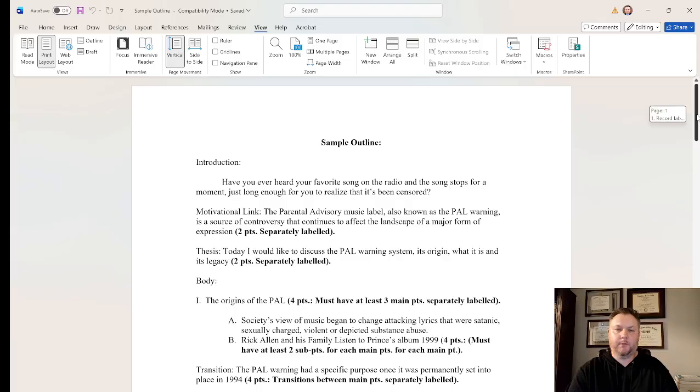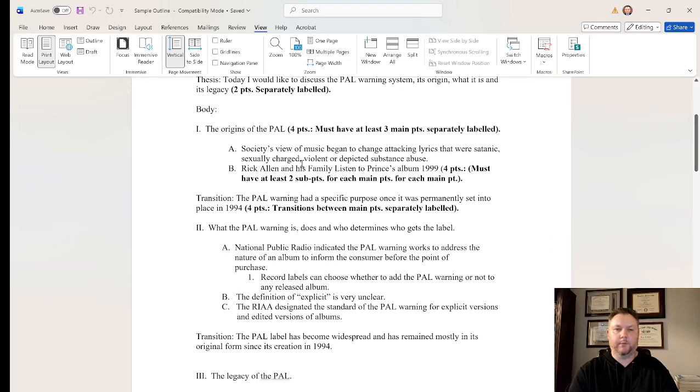So you have main point number 1 labeled with Roman numeral 1. And then you have A and B, and then a transition statement. Another big area for points here, worth 4 points, is that you have to have 3 main points separately labeled. The first main point here is the origins of this system. Their second main point is what the PALE warning system is, what it does, and who determines who gets the label. And the third main point, at the bottom of your screen, is the legacy of the system. So you have to label all of these separately.